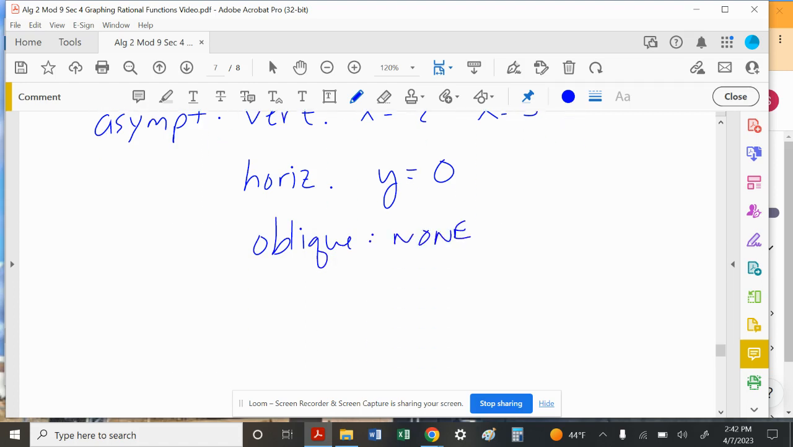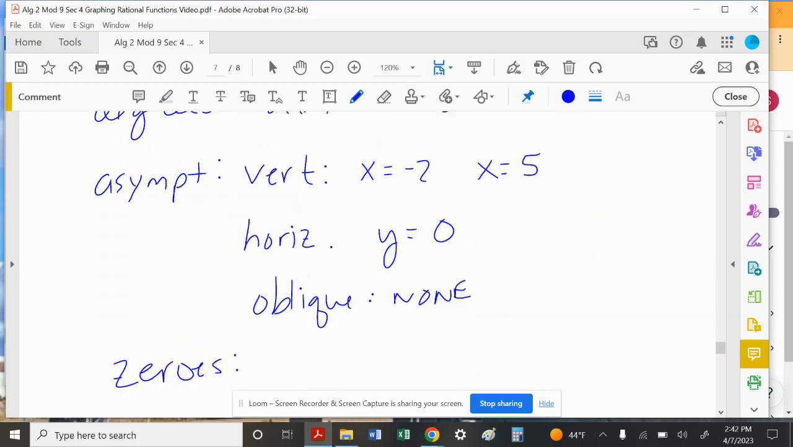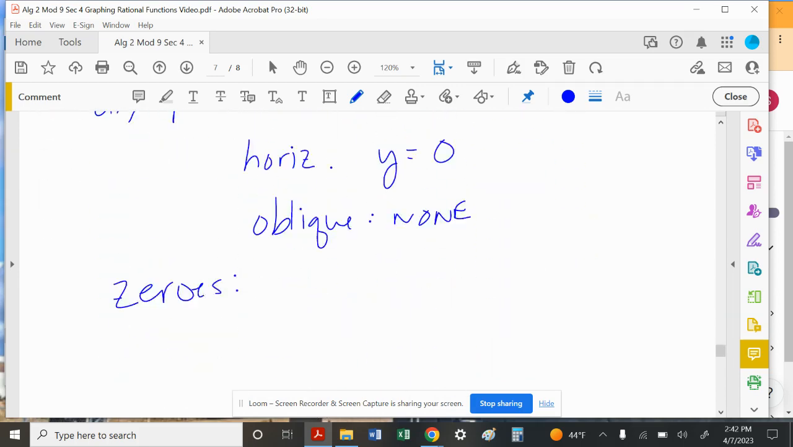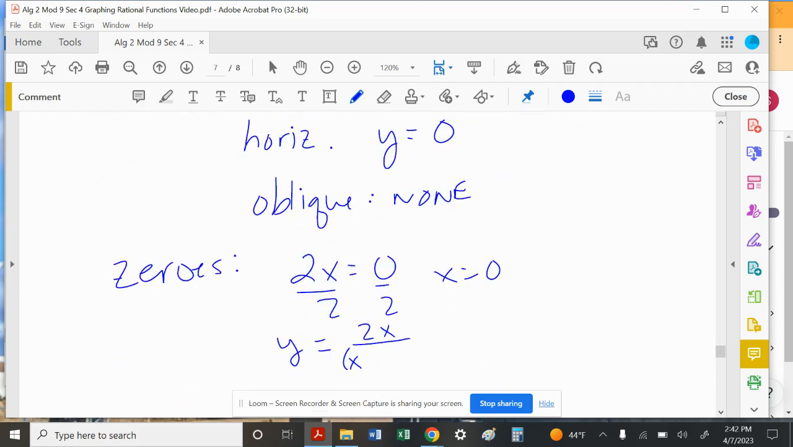Okay, finally, we go for our zeros. And so for our zeros, you see that 2x is in the numerator, so we're going to set 2x equal to 0. And of course, we're going to divide both sides by 2, so x equals 0. And then we're going to plug it back in, so y equals 2x over x plus 2, x minus 5.